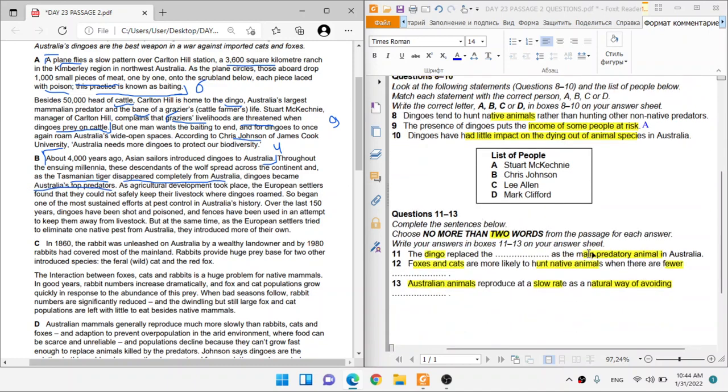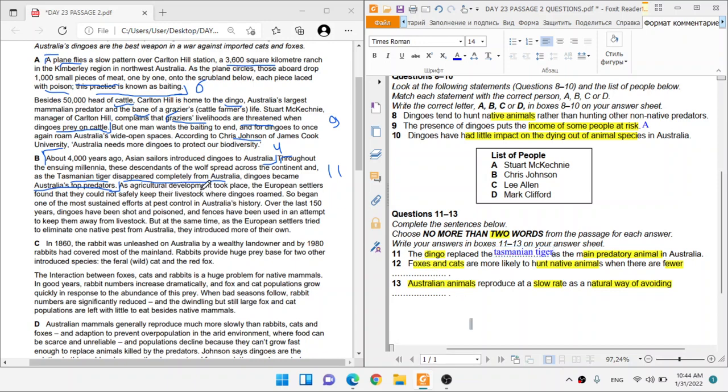So there was a top predator descended from a main predator animal. In the past, it was the Tasmanian tiger. Because it completely disappeared, the dingo replaced it. That's question number 11: the dingo replaced the Tasmanian tiger as the main predatory animal.